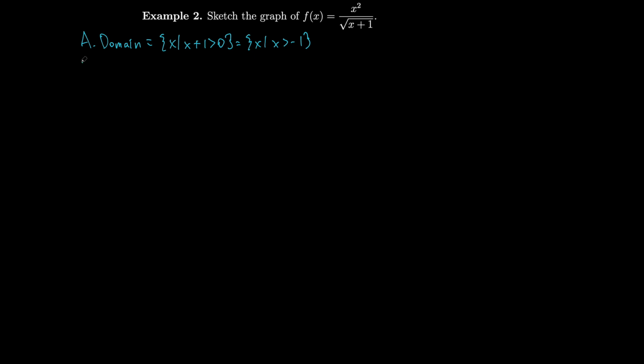And for b, we want to see our intercepts. Notice the x and y intercepts are both 0 again. Plugging in 0 for either one gives 0.